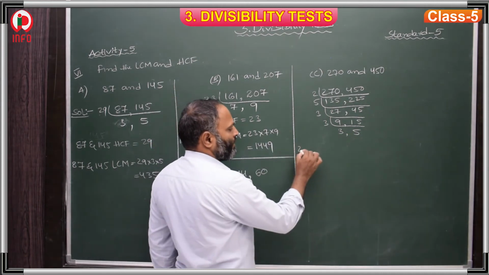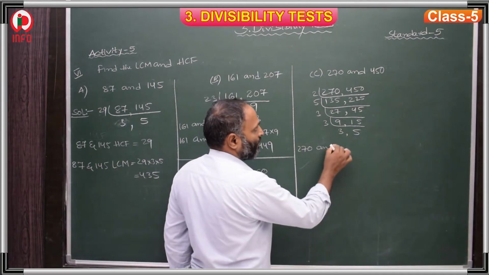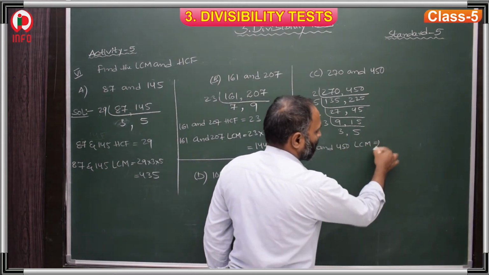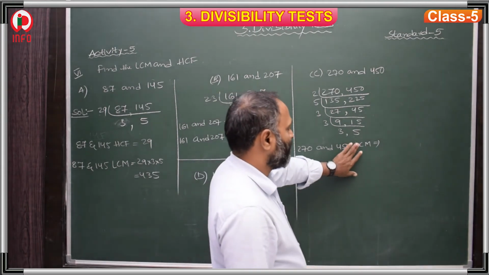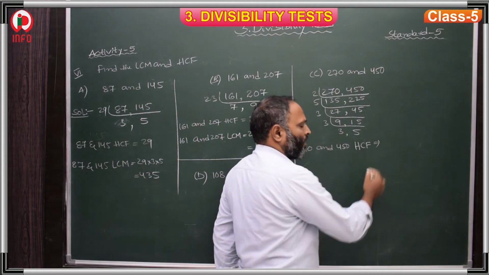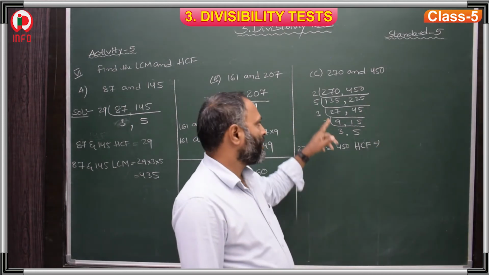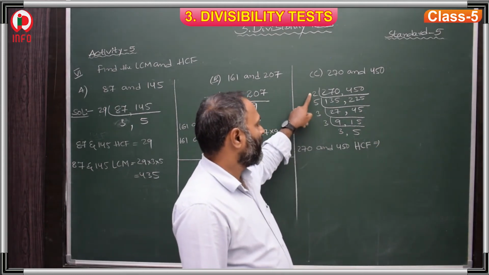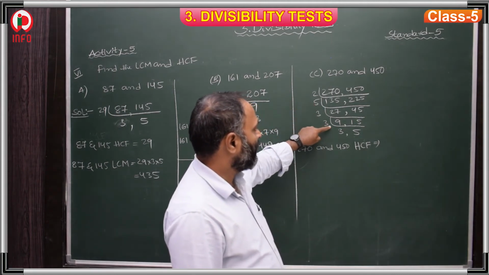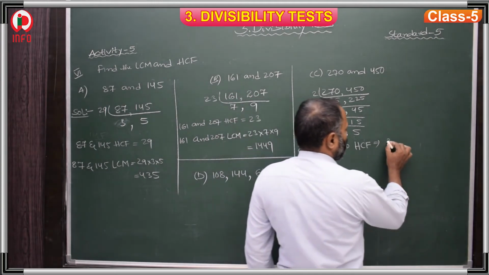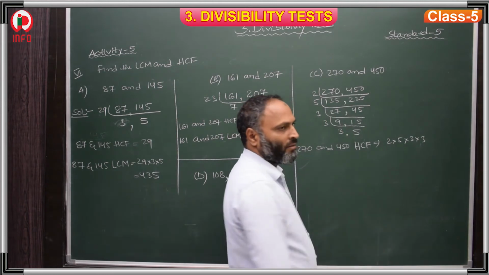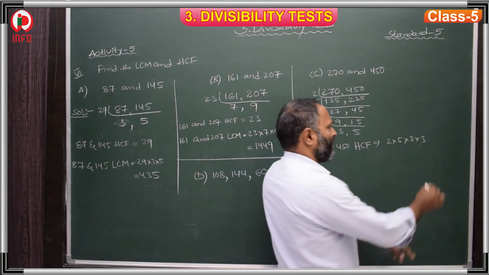Now 270 and 450. First you take the HCF, not the LCM. In which common tables do they cancel? Till here, we have to multiply: 2, 5, 3, 3. Till here we have to multiply the numbers. 2 into 5 into 3 into 3. 2 fives are 10, 10 threes are 30, 30 threes are 90.